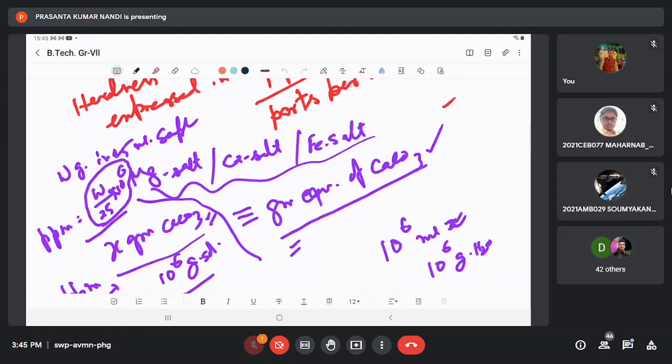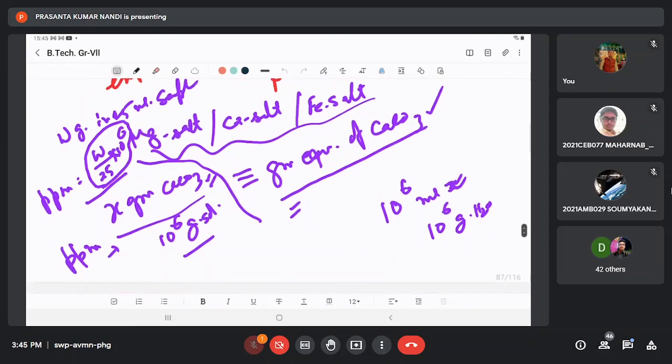Right. Then what is the gram equivalent of calcium carbonate? Whatever the value, multiply that gram equivalent of calcium carbonate, which is nothing but formula weight divided by 2, the cation or anion valence. So ppm means ultimately you have to calculate like this: x gram calcium carbonate divided by 10 to the power 6 grams. So this is the calculation.